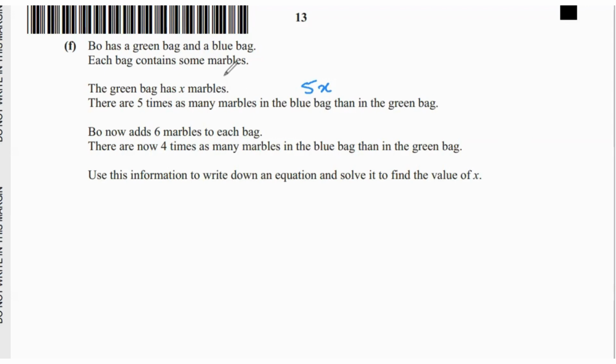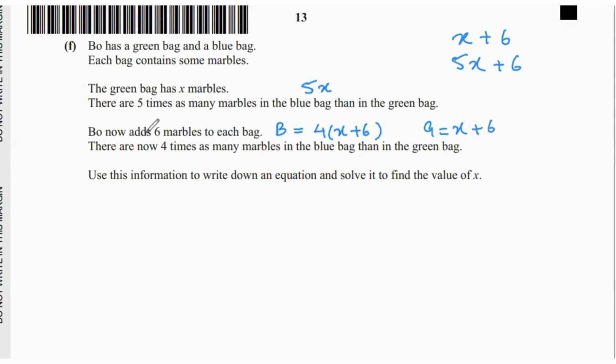So if you're adding 6 to each bag, x plus 6 and 5x plus 6, there are now 4 times as many blue marbles than the green bag. So that's going to be 4 times x plus 6 for green, because green is now x plus 6. This is the new amount. So use this information to write an equation, solve it to find the value of x.